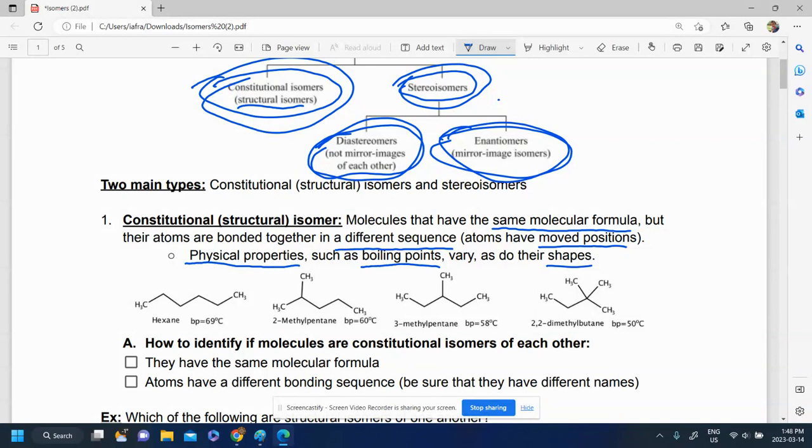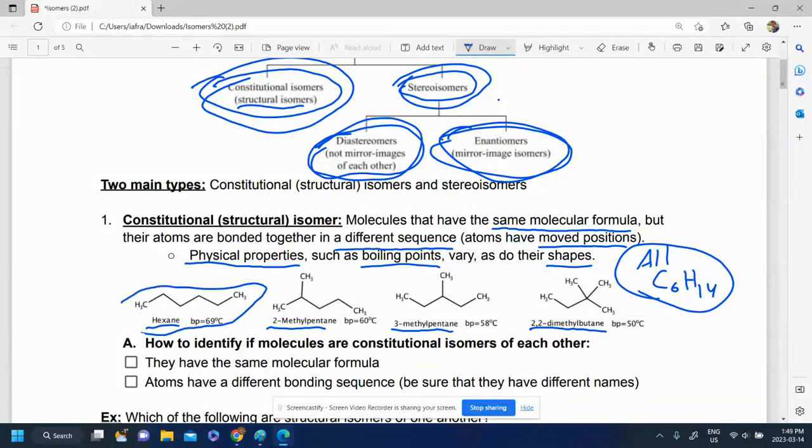So let's take a look at these molecules here. These molecules, hexane, 2-methylpentane, 3-methylpentane, and 2,2-dimethylbutane, are all isomers of each other. I know that because if I were to look at their molecular formula, C6H, and if you count everything, H14, they all have C6H14. They all have C6H14. So the same atoms, same composition, but they're arranged differently.